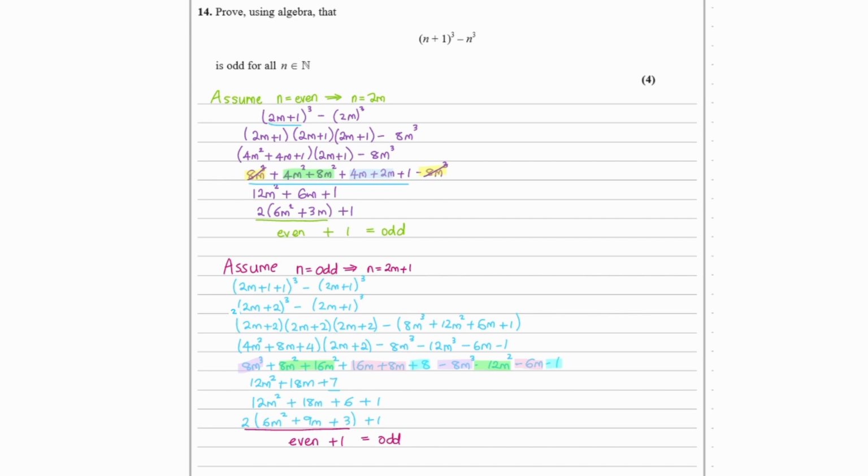So because we've checked this calculation both for when n is even as well as when n is odd, and for both calculations we saw that we were getting an odd number, we can now say that therefore (n+1)³ − n³ is odd for all numbers where n is a natural number.